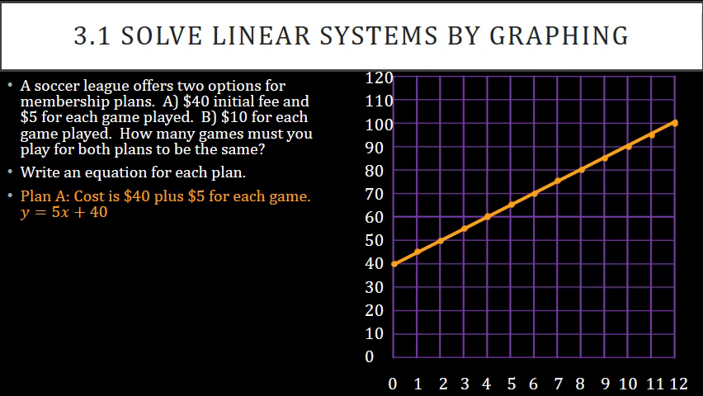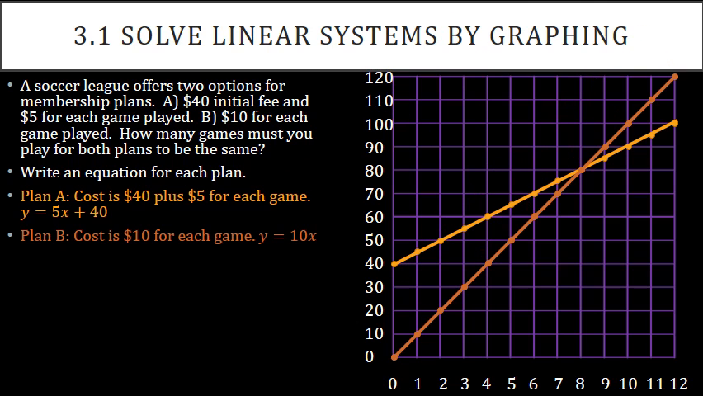Plan B is $10 for each game. So our cost y is just going to be $10 times the number of games. The y-intercept is 0, and the slope is 10 over 1. So I start at 0, we go up 10, which is 1 square, and over 1.